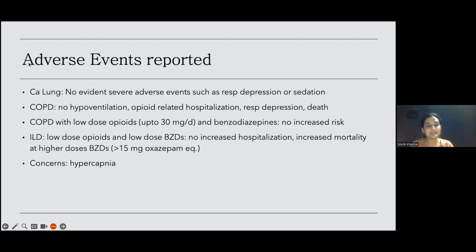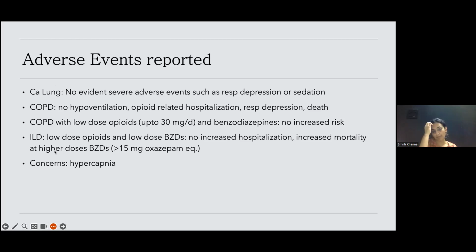Now, this is an important slide which I wanted to add because it has most of the evidence. This is my last slide, so we can go to the case presentation afterwards. I know that especially with respect to pulmonary disease, there is a lot of hesitancy with the use of opioids, because there is a lot of discussion about how use of opioids in pulmonary disease can cause respiratory depression.